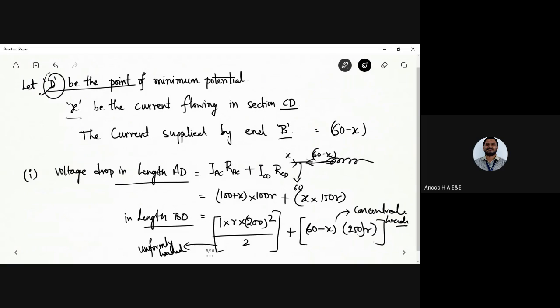All right. So why did I take D as minimum potential? Because D is the point at which the current is minimum. That is why I take the point at which the current is minimum, and I say D is the point of minimum potential. All right. So now I have this X value of current that is flowing in section CD.